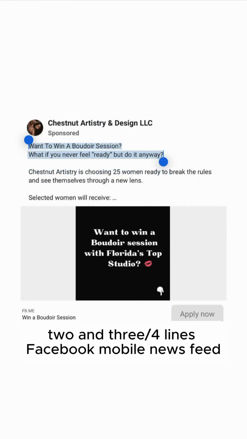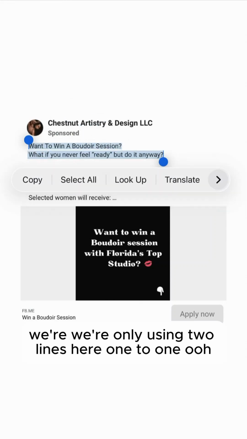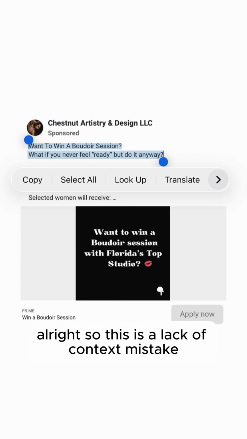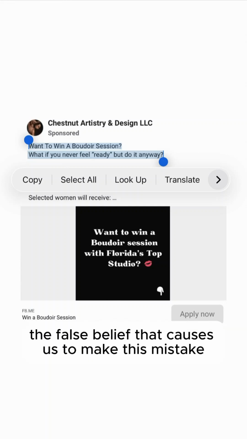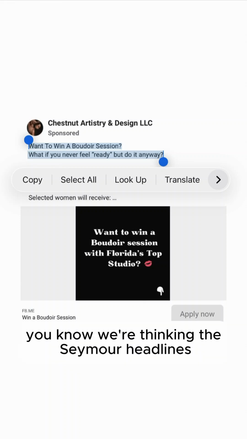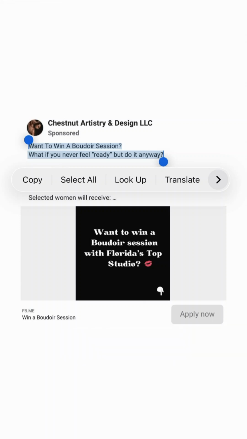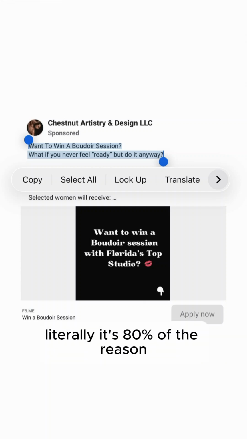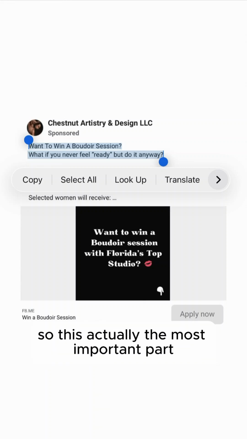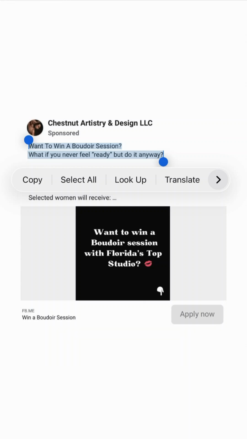Finally, we're going to look at the see more headline here. First 2 3/4 lines, Facebook mobile newsfeed. We're only using 2 lines here: "120 Boudoir session. What if you never feel ready, but do it anyway?" All right, so this is a lack of context mistake. The false belief that caused us to make this mistake is that we're treating the see more headline kind of willy-nilly, when in fact it's literally 80% of the reason why people will click or not click on our ad. So this is actually the most important part.